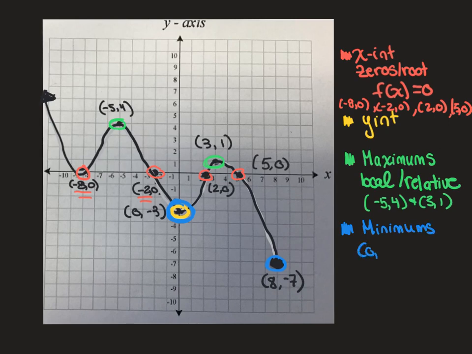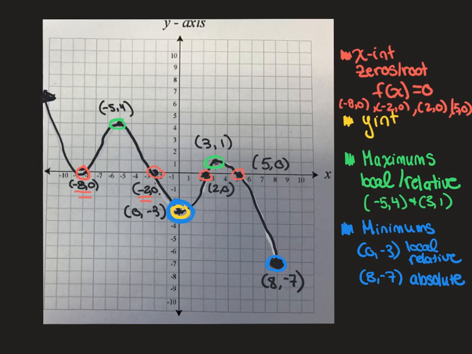The (0, -3) is a local or relative minimum, because compared to the stuff around it, it is a lower point. However, my (8, -7) is an absolute minimum, because it is the lowest point my entire graph touches. So again, my (8, -7) is the lowest point that my graph touches ever.